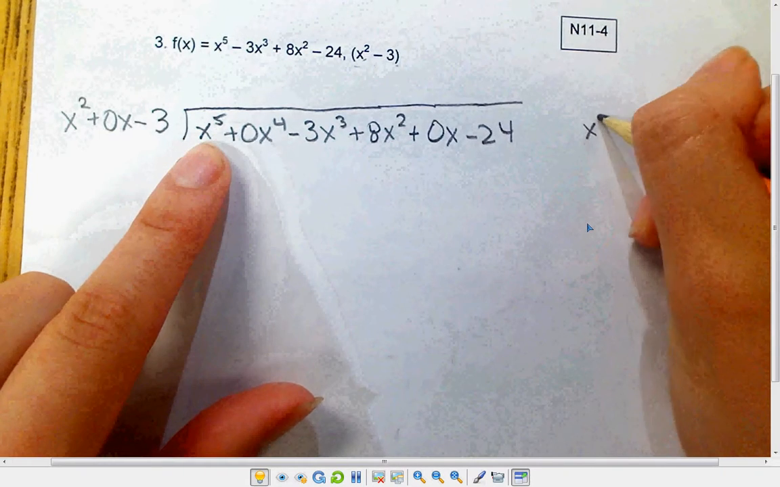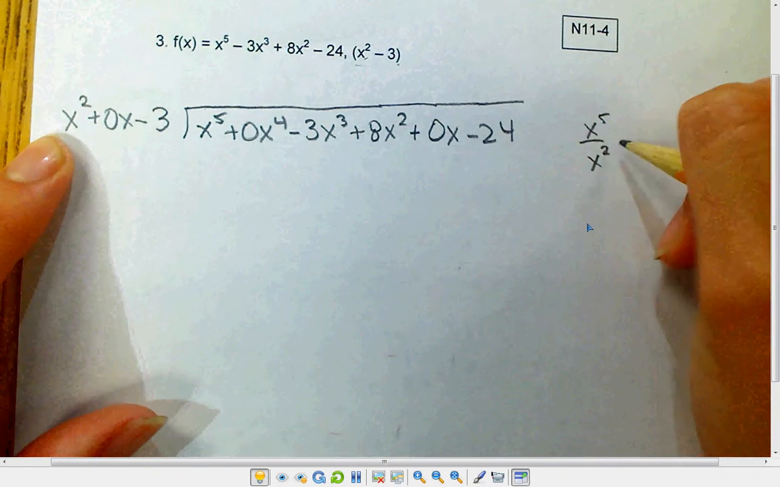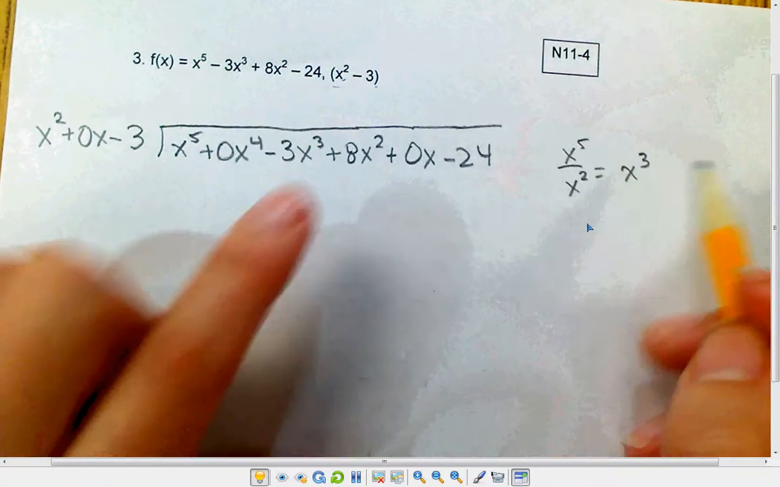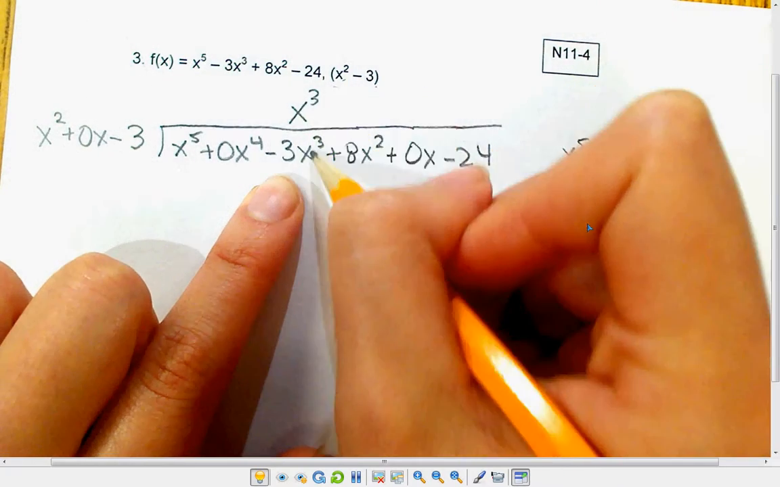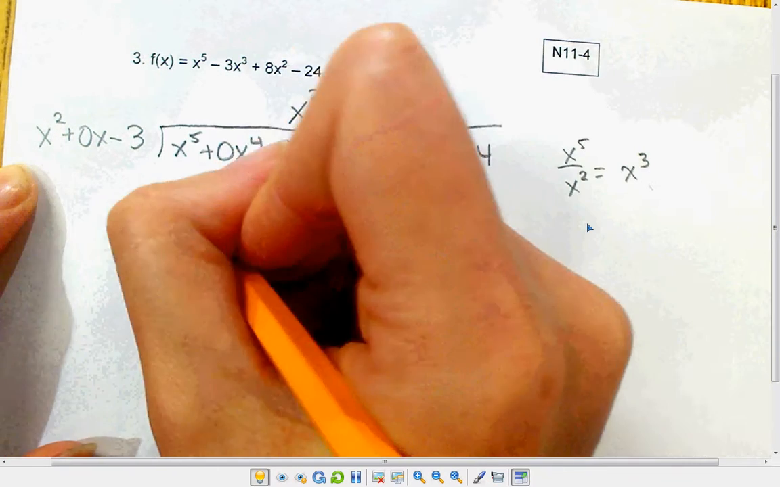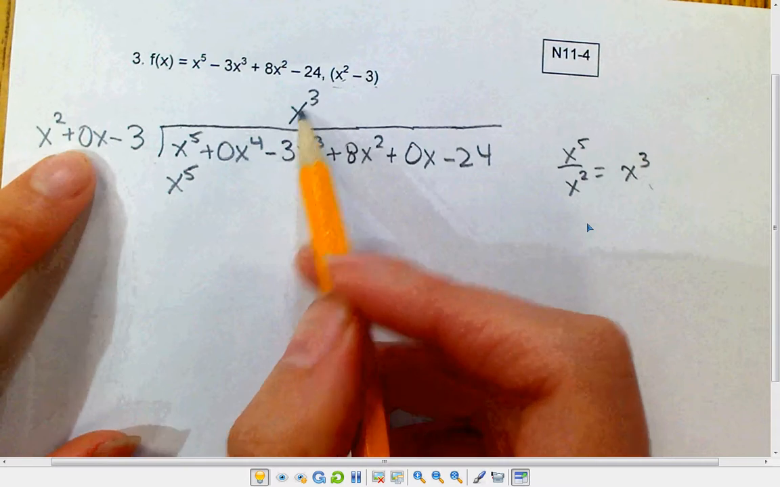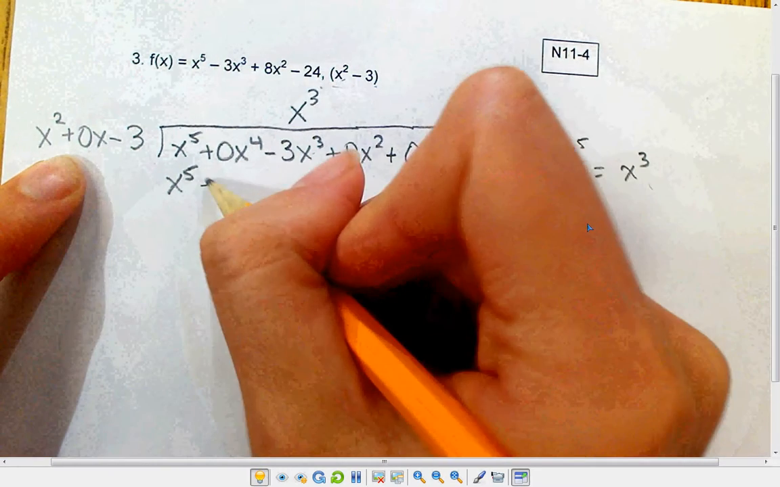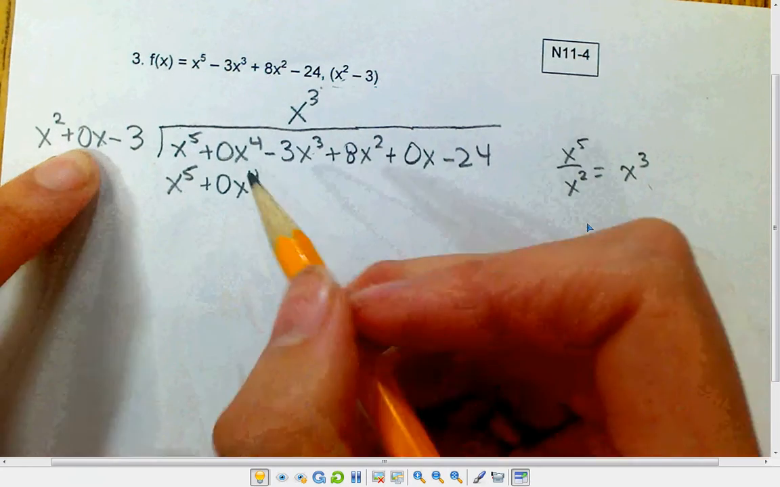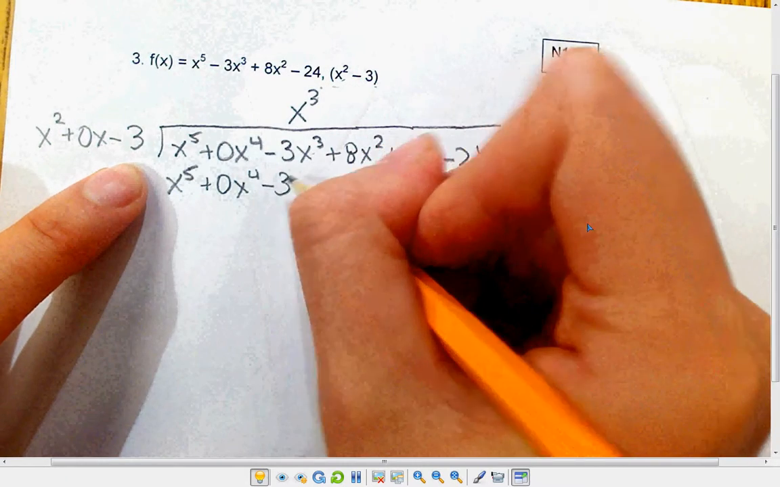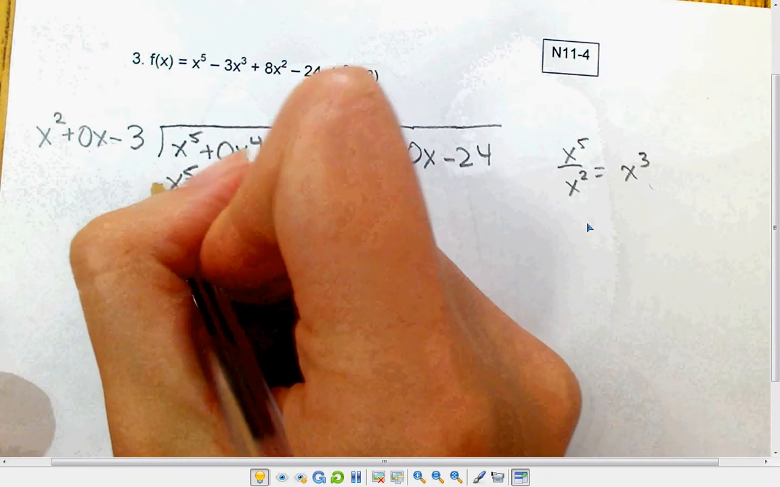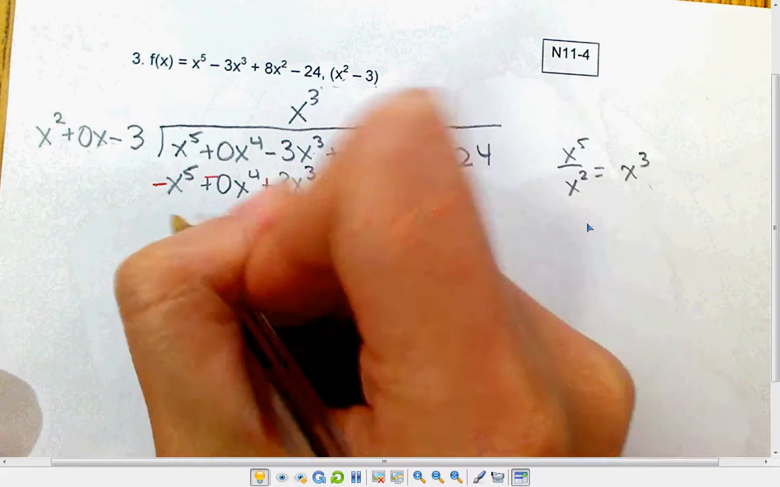We're going to take the first term here, divided by our first term here. x to the 5th divided by x squared leaves you with x to the 3rd. So I'm going to write x to the 3rd right above this x to the 3rd to make sure they line up. We're going to multiply x to the 3rd times this whole thing. So x to the 3rd times x squared gives me x to the 5th. x to the 3rd times 0x gives me 0x to the 4th. This is 3x's, this is 1x, so now I have 4x's. x to the 3rd times negative 3 is negative 3x to the 3rd. And again, just like before, we're going to change the signs of all of these. So this was minus, minus, and this one becomes plus.